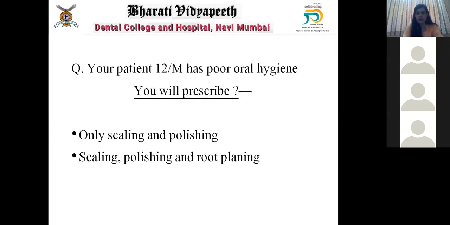So moving on to the next one. Your patient is a 12 year old male and has a very poor oral hygiene. So what will you prescribe? Only scaling and polishing, or scaling, polishing and root planing for a complete treatment? Your answers?